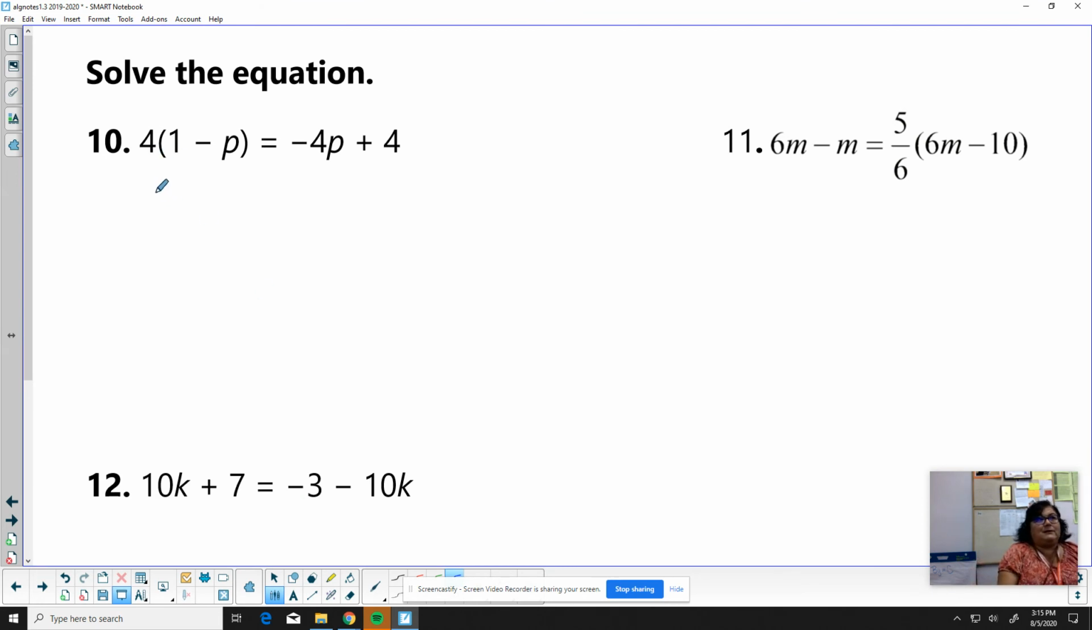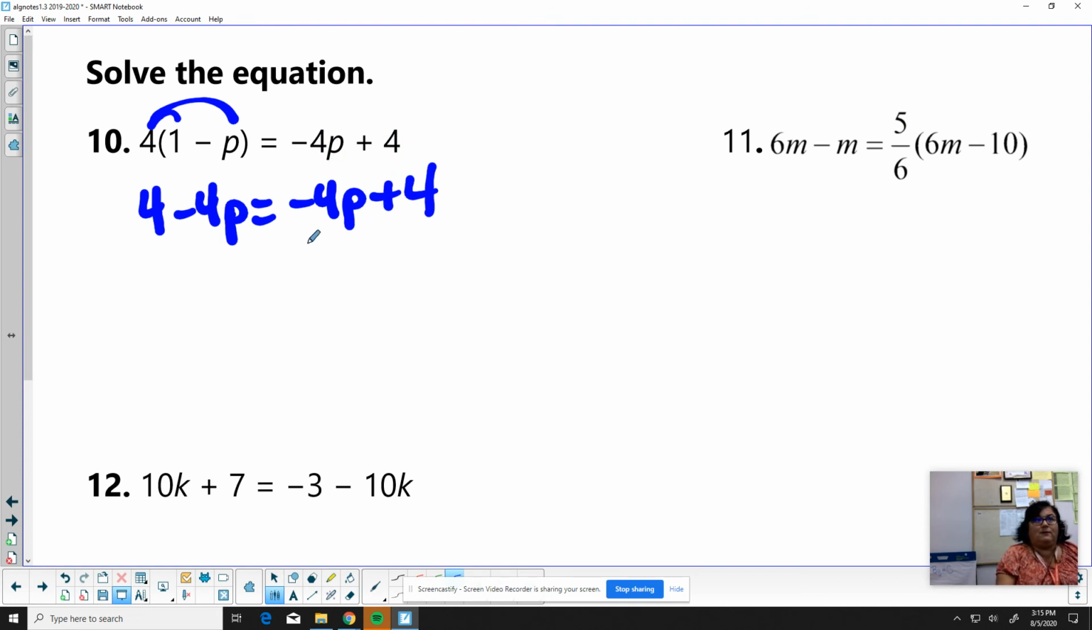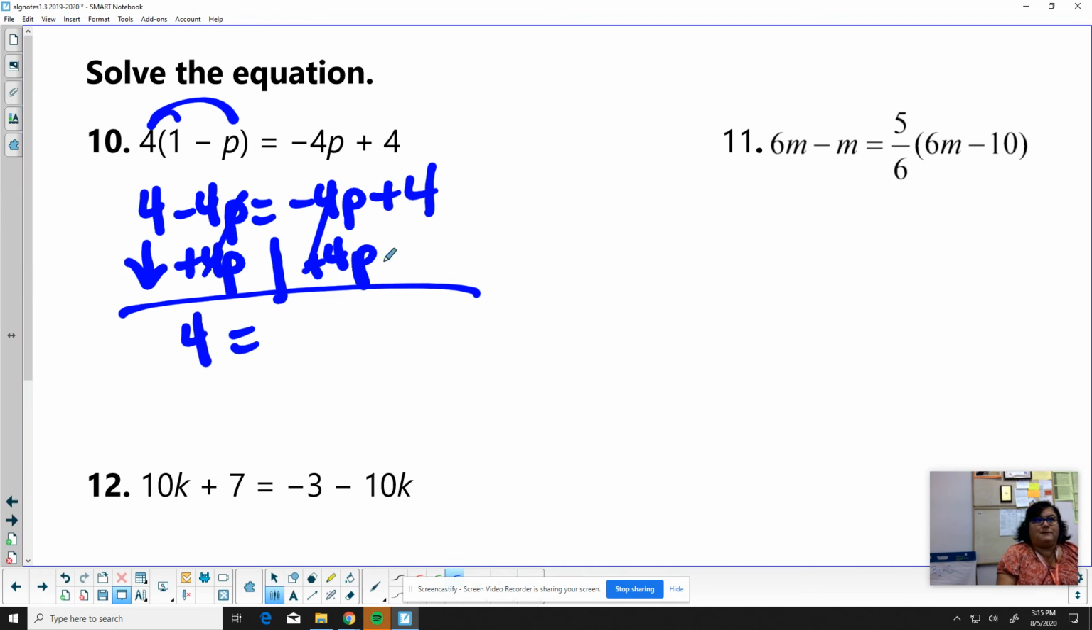All right, number 10. So I'm going to distribute because it's a parenthesis. So 4 minus 4p equals negative 4p plus 4. Okay, and all I did was drop those straight down. Okay, so I'm going to add 4p on both sides. And both sides cancel. And I'm left with 4 on the left, and I'm left with 4 on the right. That's true. So I write infinitely many solutions. I hope you got that right.